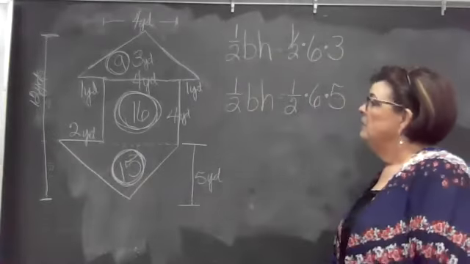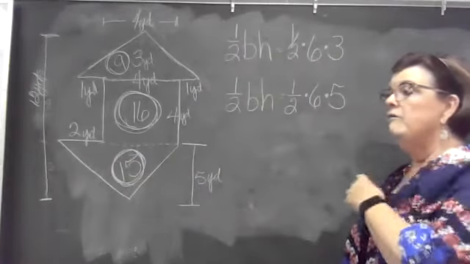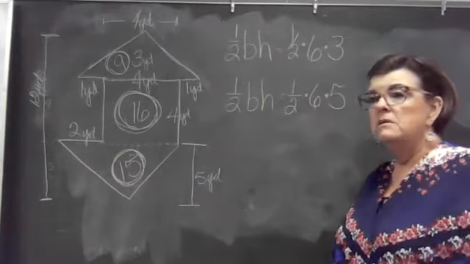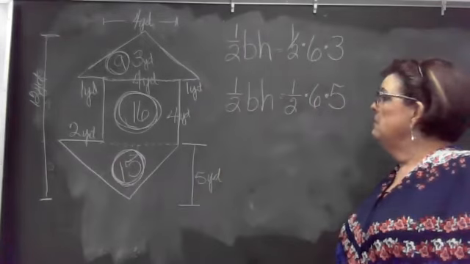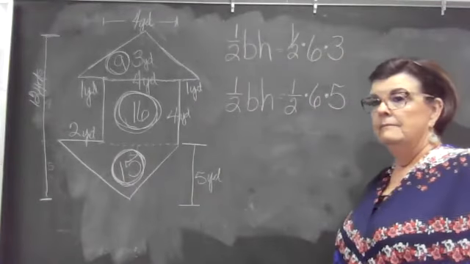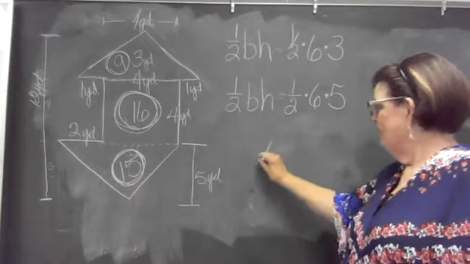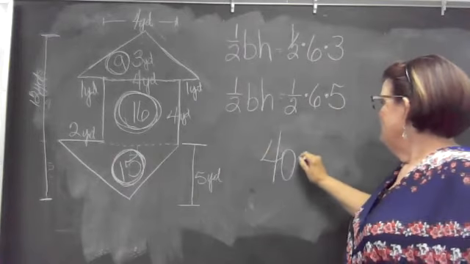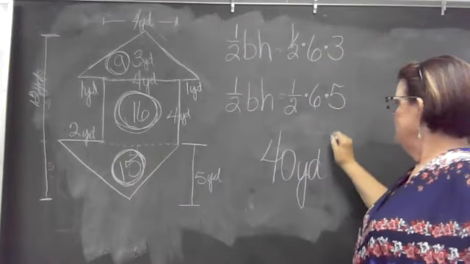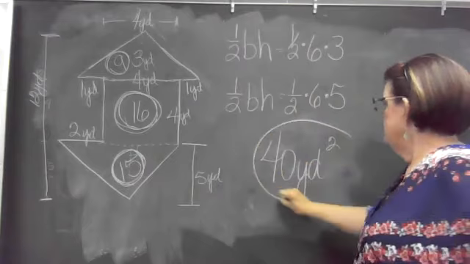15. Okay, we found the area of our 3 separate pieces. All you have to do is add them together. 40 yards squared for the entire picture.